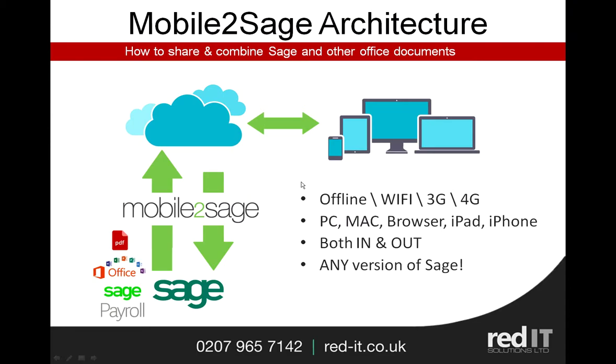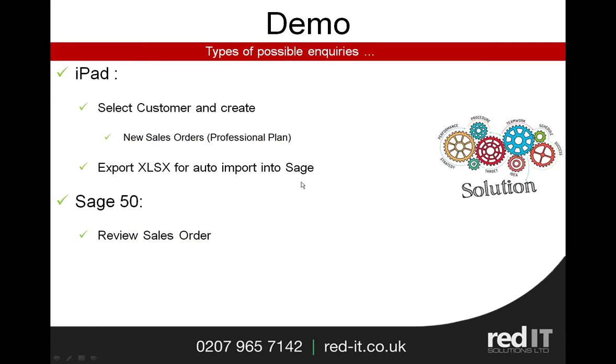So what's Mobile2Sage? Well, it's an architecture which allows you to share information in and out of Sage with your remote users on iPhones, iPads, PCs, Macs and browsers. It works both online and offline, and it works on any version of Sage.